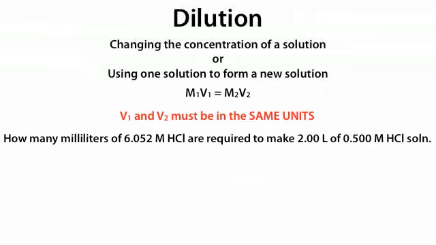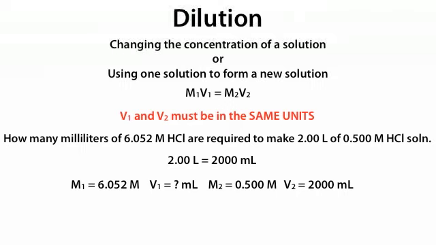How many milliliters of 6.052 molar HCl are required to make 2.00 liters of 0.500 molar HCl solution? We're going to convert 2.00 liters to 2,000 milliliters because the problem asks us for milliliters. If we convert our 2 liters to milliliters, we won't have to do any conversions at the end. If we use 2,000 milliliters, we'll get our answer in milliliters.